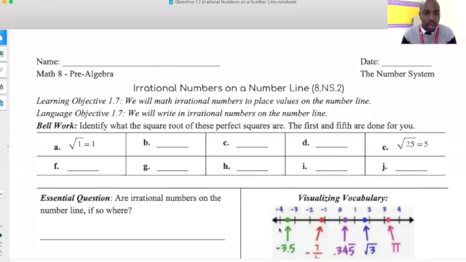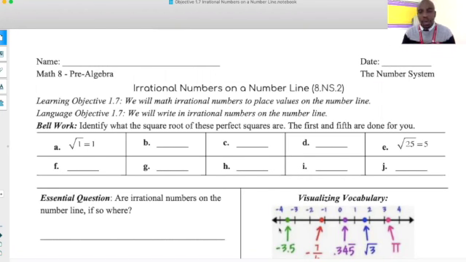As we usually do, we start off every lesson with a bell work assignment, which is the first 5 minutes of our class. For now, I want you to identify what the square roots of these perfect squares are. If you notice, the first and the fifth are done for you. A says the square root of 1 is 1, and E tells you the square root of 25 is 5.